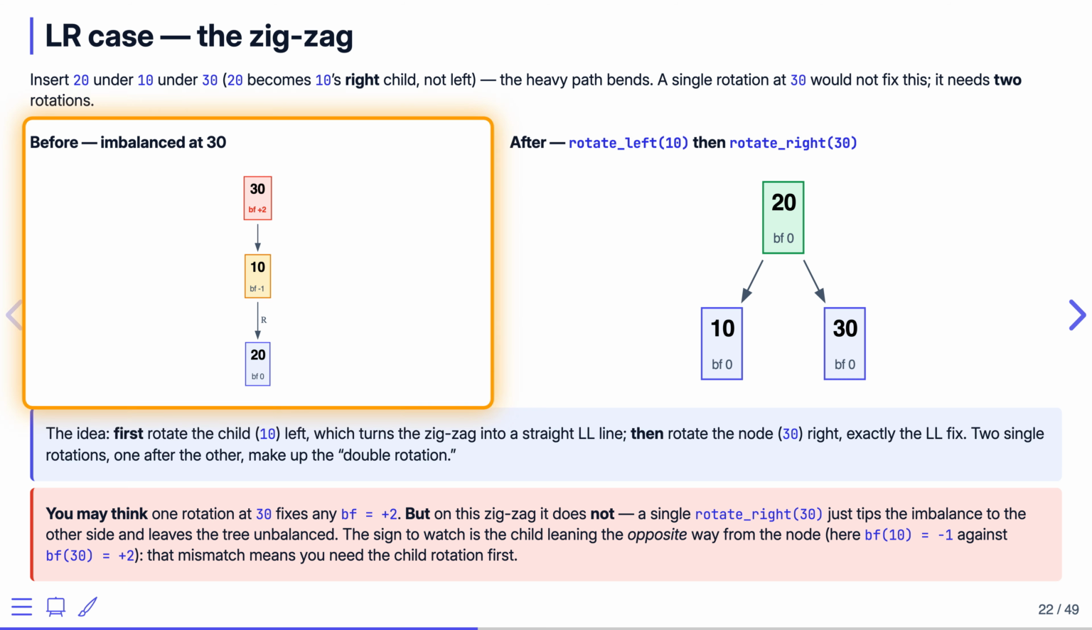30 sits at the top with balance factor +2. 10 is its left child. But 20 hangs off 10's right side. That bend from left then right is the zigzag.